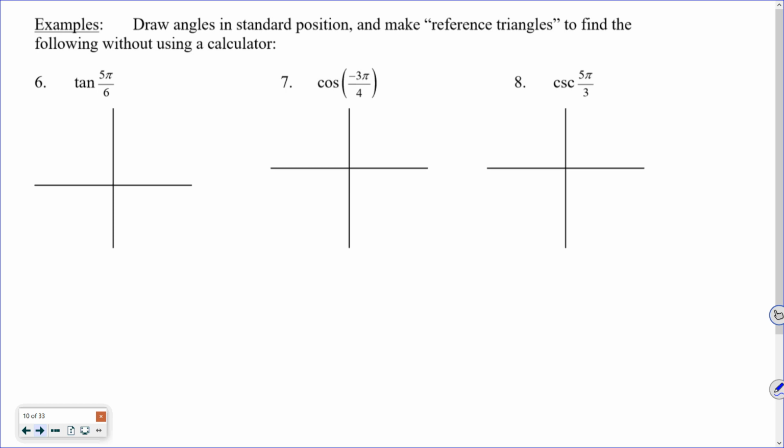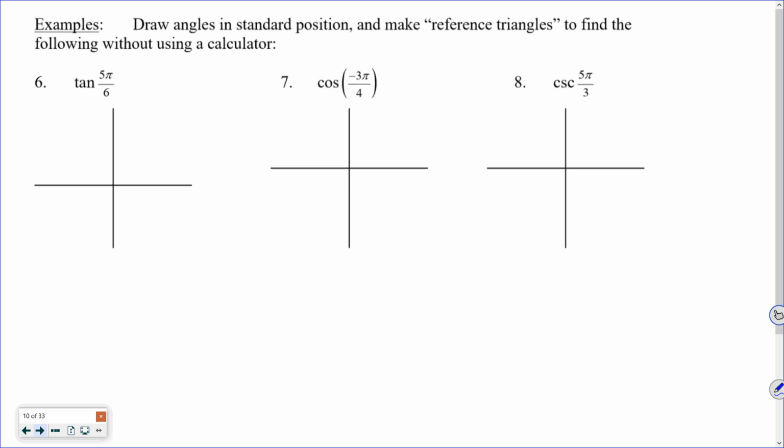Okay, this one says, draw the angle in standard position, make reference triangles, and find the following without using a calculator. We've already done this, but we did it when it was already in degrees. So option number 1, which I think is a poor option, is you can switch it to degrees. We really ought to just get used to doing it in radians.